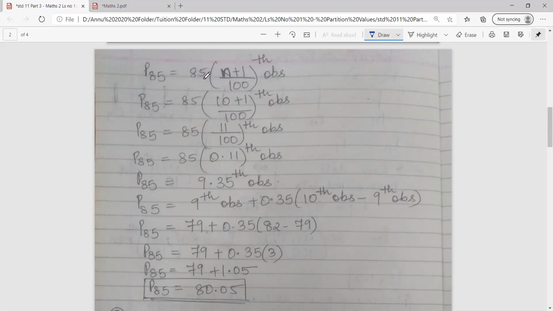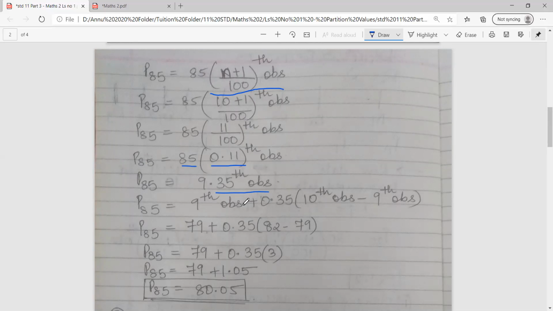So now we'll put the formula 85 bracket open, n plus 1 upon 100th observation because it is percentile. So 10 plus 1 gives you again 11 upon 100. 11 upon 100 is 0.11th observation. Now you have to multiply 85 by it. So 9.35th observation. Again, we'll split it into two halves.